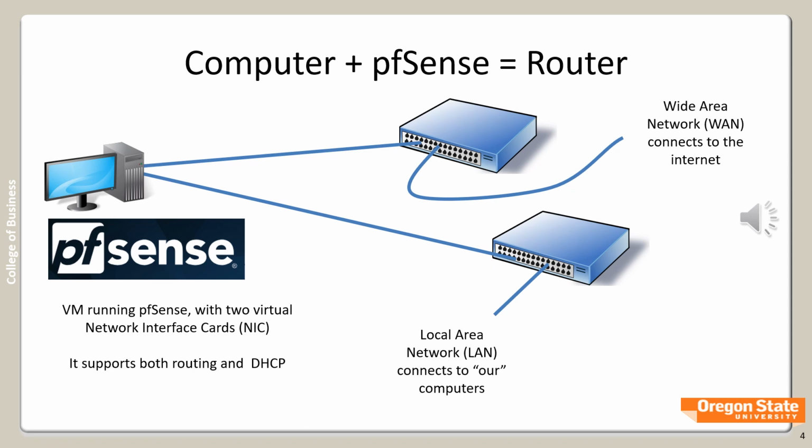Routers often do more than just route packets. For example, pfSense supports Dynamic Host Configuration Protocol, DHCP. The walkthrough includes initial DHCP setup so that the router will be able to assign IP addresses to devices on the LAN segment.